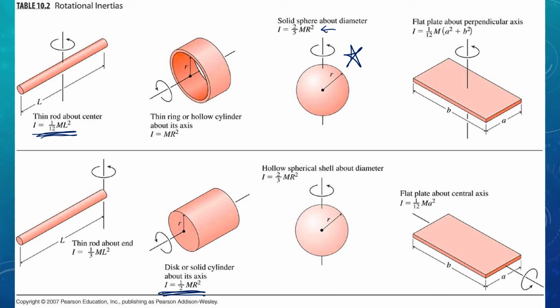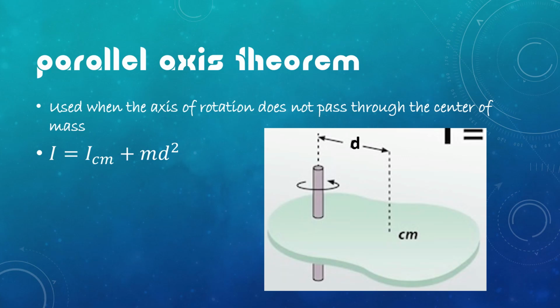There is one other you should be able to derive, and that's this thin rod about one end. So this one all the way on the bottom left down here. And so we're going to talk about how to do that. There's two ways to derive that expression. One way would be very similar to what we did for the thin rod about its center. The only difference here would be the limits that you would use. But there's another way that I think is a bit easier, and that's using something called the parallel axis theorem.